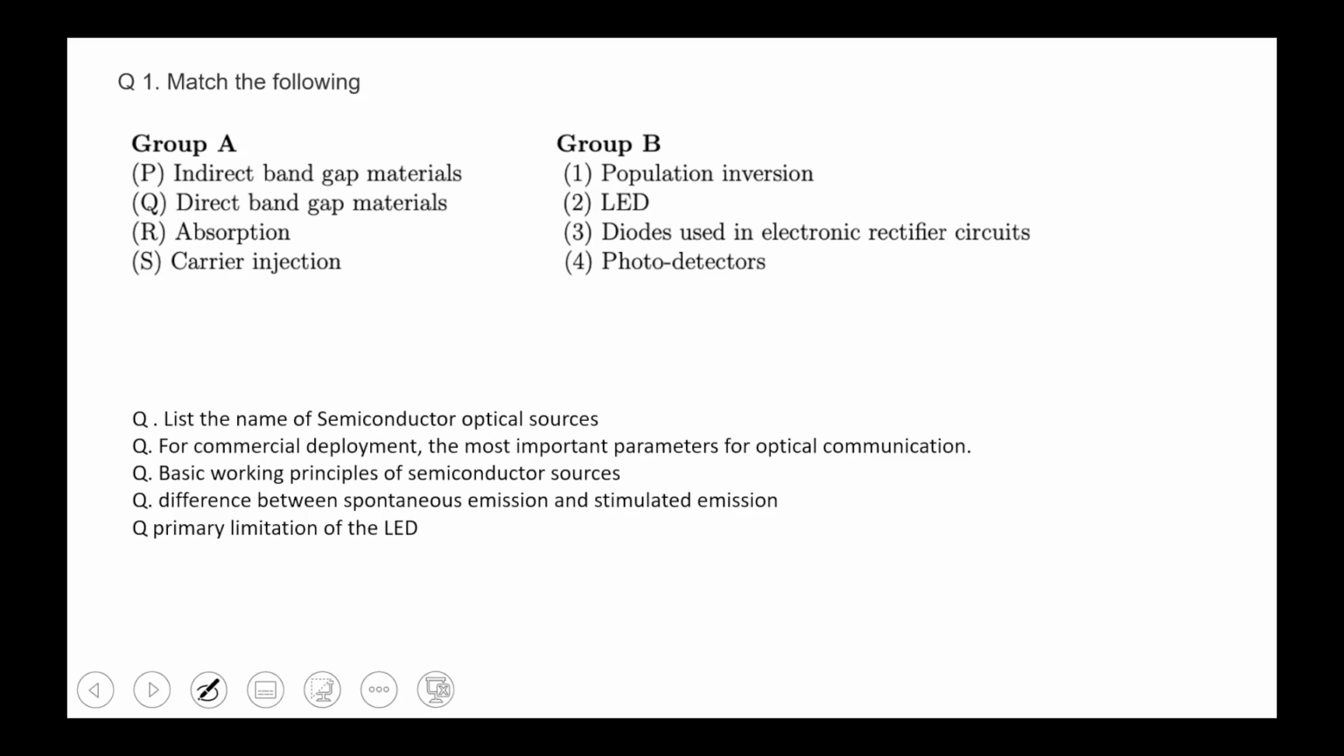So, yes, Namita, there are LEDs and lasers. These are the optical sources through which we can transmit a signal through optical fiber. For commercial development, what is the most important parameter we consider for optical communications? These are the questions from your classroom only.